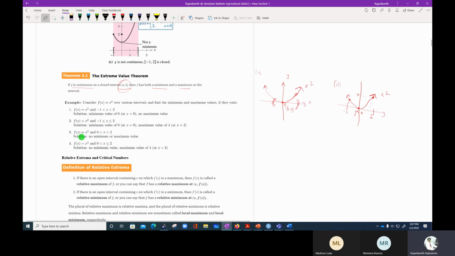That makes sense. Again, the third one, you see the open interval, so you will not find any minimum value because now your domain is restricted to 0 to 2. 0 and 2 are not included in your domain. So for number 3, the graph is again the x squared graph, but we consider only 0 to 2. Again, open interval. So you see here it falls and here it falls. So there's no minimum, no maximum.